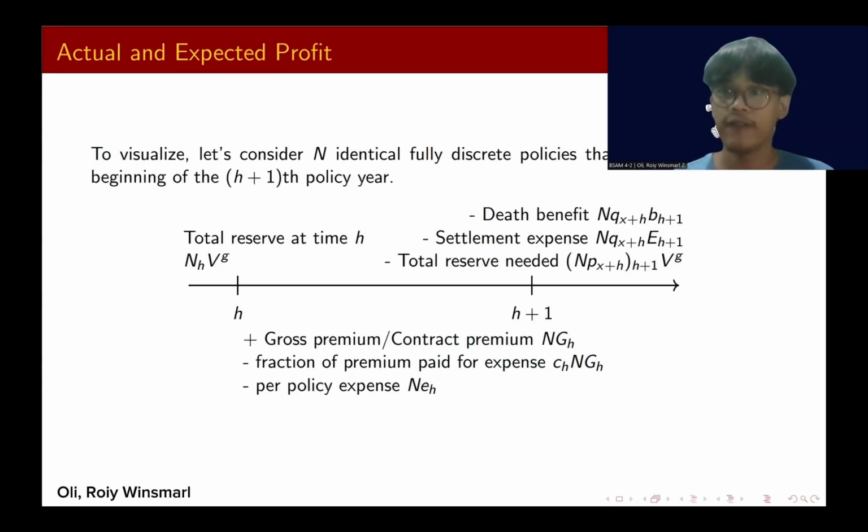Expected and actual profits play a crucial role in insurance, particularly in profit testing, which evaluates financial performance over time. Profit is determined by taking the accumulated reserves and cash flows at the start of a period and subtracting the reserves and cash flows at the end. This helps insurers assess financial stability and make informed decisions.